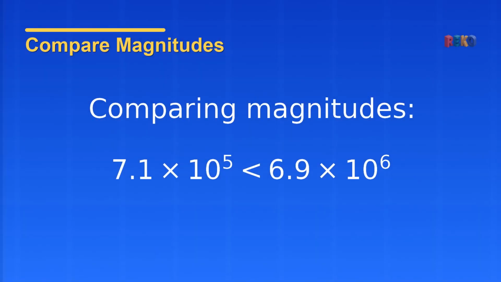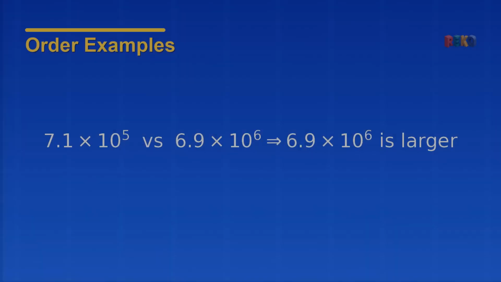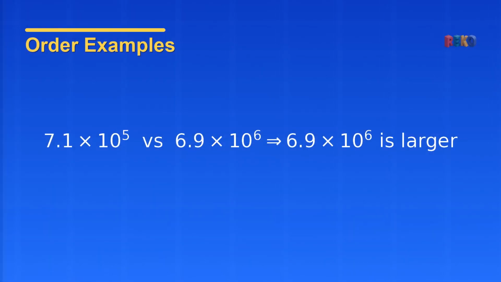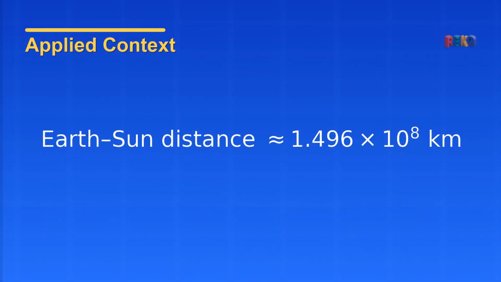When comparing numbers in standard form, focus on the power of 10 first. The larger the power, the larger the number. For example, 6.9 times 10 to the power of 6 is bigger than 7.1 times 10 to the power of 5, even though the coefficient is smaller. 6.9 times 10 to the 6th is larger because the power of 10 is greater, even though the coefficient is slightly smaller.